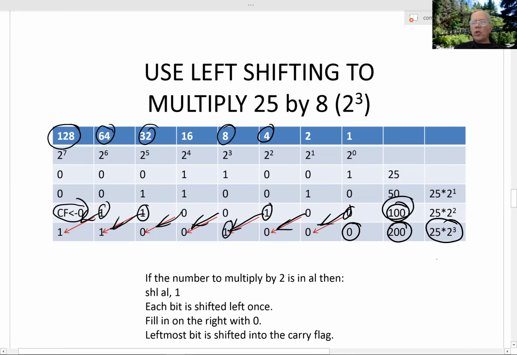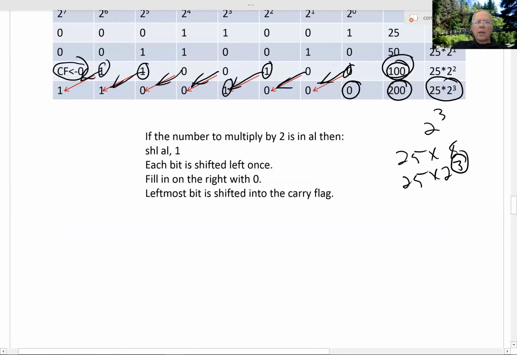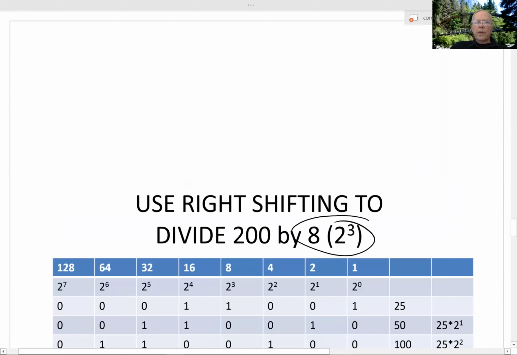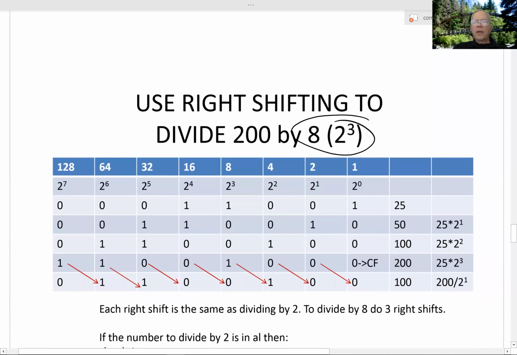We did 3 left shifts. So 25 times 8 is the same as 25 times 2 to the 3. The 3 is the number of times to shift. Of course, if we can multiply by shifting left, we can divide by shifting right.